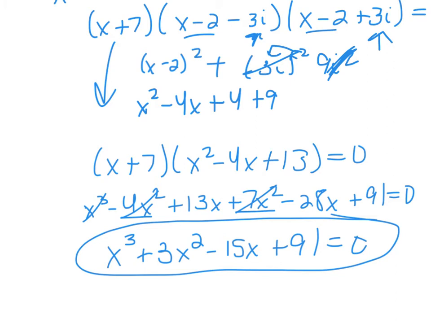Your domain would be, you can use anything in the entire world except that number. So it would be negative infinity to negative 2/5 union negative 2/5 to positive infinity. You have to use interval notation for your domain.